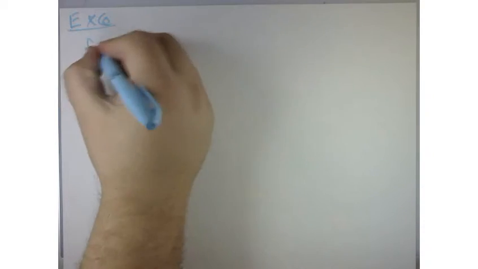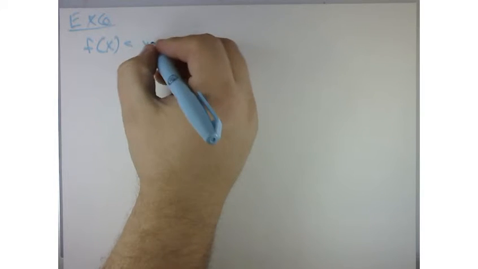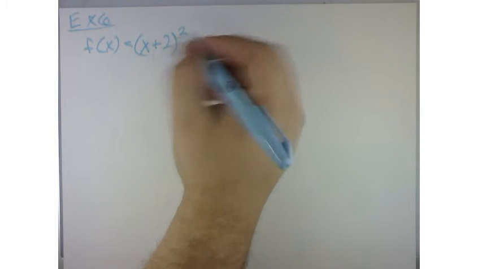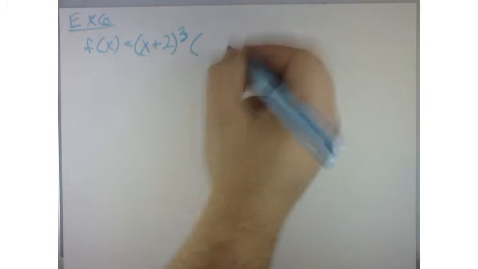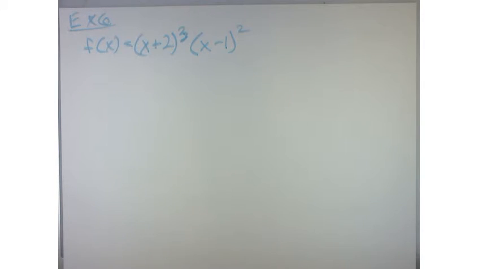All right, here we go. Sketching the graph of a factored polynomial. So now look, in example number 6, what they've done is they've already factored the polynomial. So I've got the quantity x plus 2 cubed, actually, I apologize, times the quantity x minus 1 squared. And we're asked to graph this.